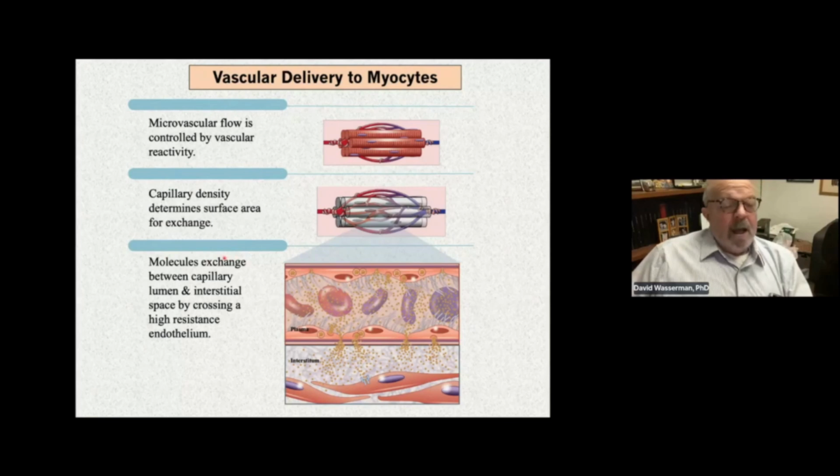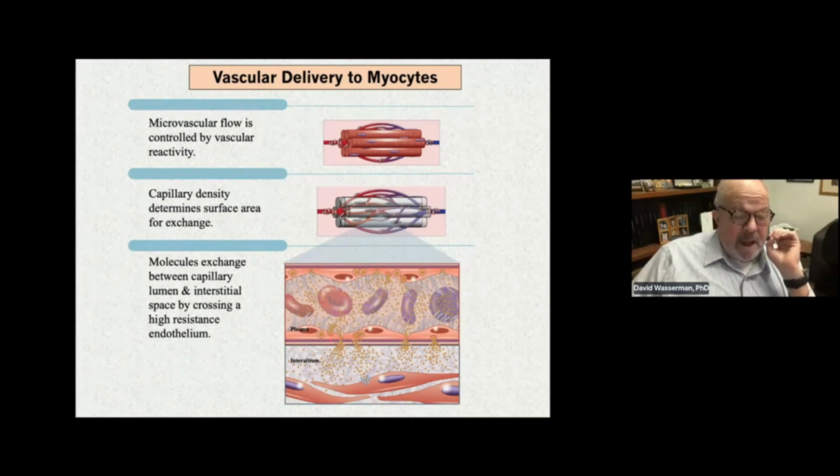And finally, the molecules exchange between capillary lumen and interstitial space, and it does so by crossing a high resistance endothelial barrier here. Now, there are some molecules like glucose that can get out between little gaps in the cells. On the other hand, proteins, such as insulin, may be too big to get out through the gaps and are passed through the cell by transcytosis.